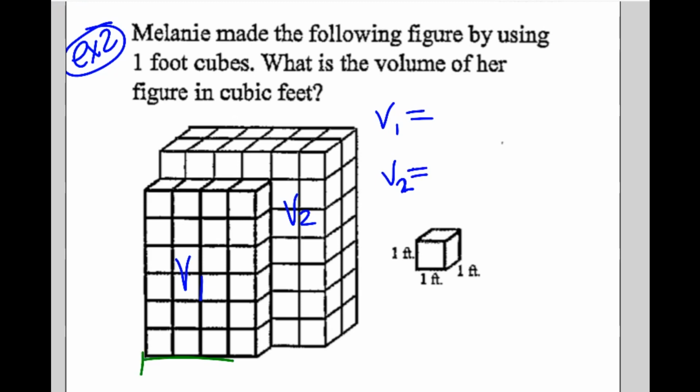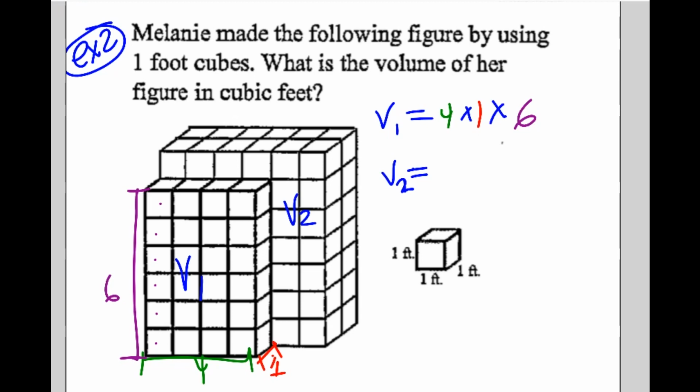So let's see what we got so far. Left to right for this shape is 4. Front to back for this shape is 1. And then the height, top to bottom for this shape, is 1, 2, 3, 4, 5, 6. So it's 6. So far I have 6 times 1 times 4. All right, let's do the second one.